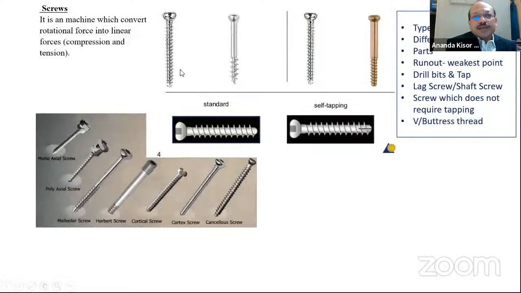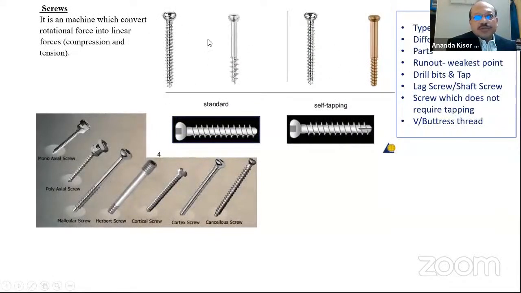So what is a screw? Basically, it is a machine which converts rotational force into linear force, basically compression and tension, as you can see here. So what are the types? The types depend on the different sizes and different materials used.